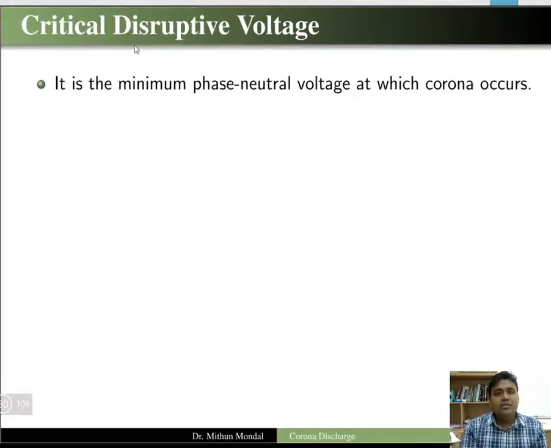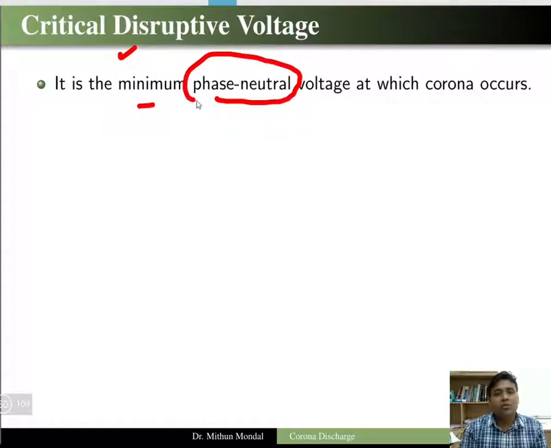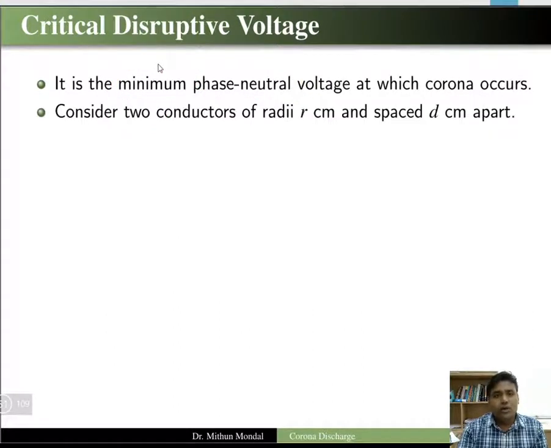Now, we will describe what is critical disruptive voltage and we will derive the formula. So it is the minimum phase to neutral voltage. So this is okay with respect to single phase. It is the minimum phase to neutral voltage at which corona occurs. So critical disruptive voltage is the minimum phase to neutral voltage at which corona occurs.